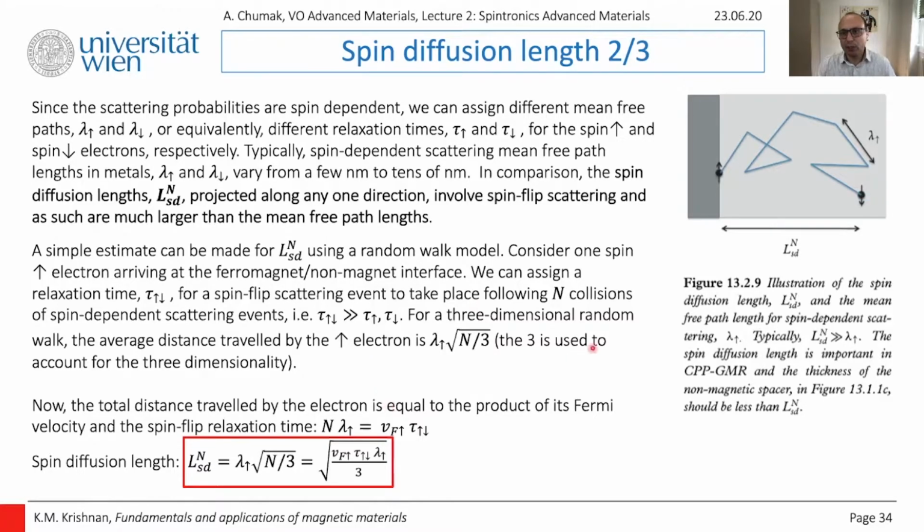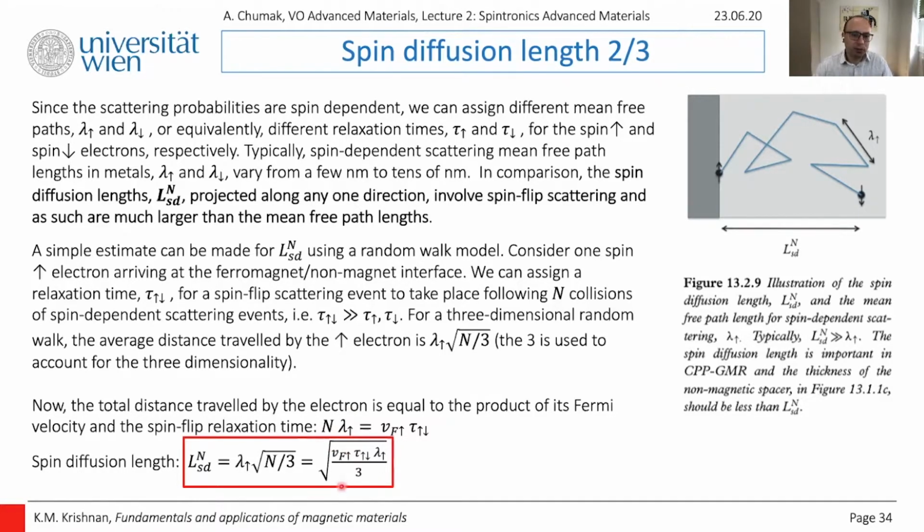And of course, we ignore here the fact that after each scattering event, the electron is decelerated and then accelerates again. So this simple model works well. Having this value, you can make this your L spin diffusion. So it's here, and you just replace this n from this formula.